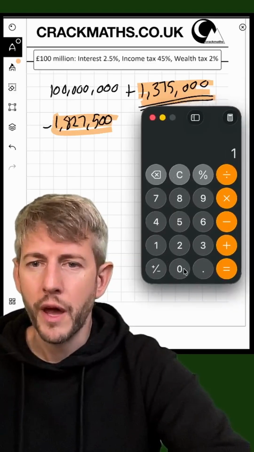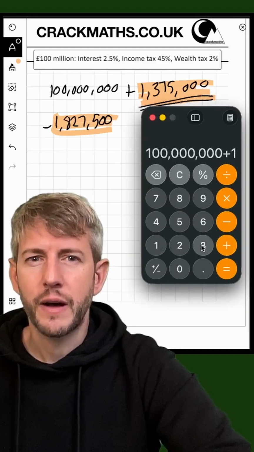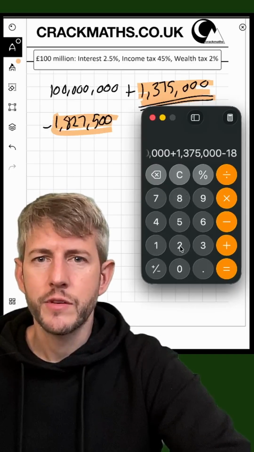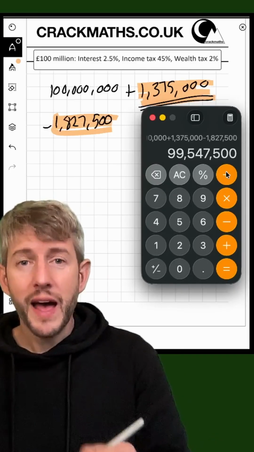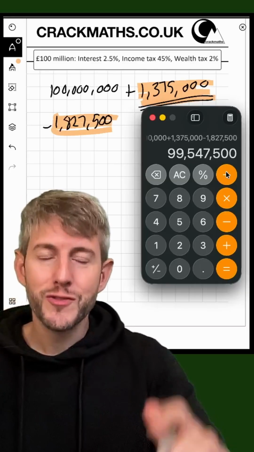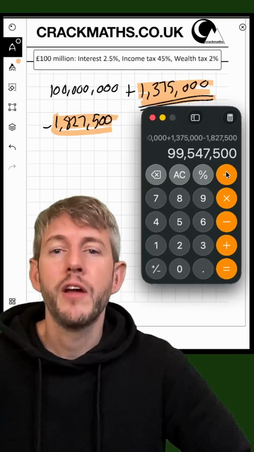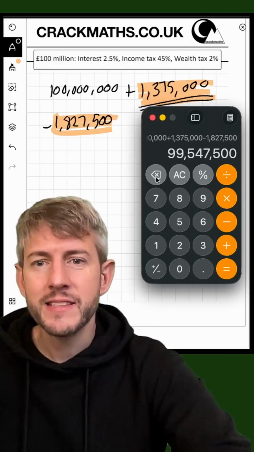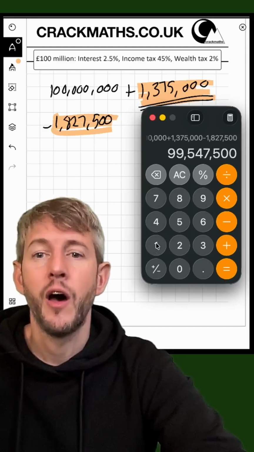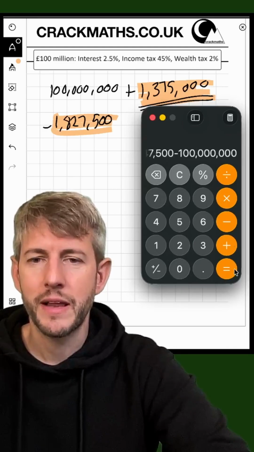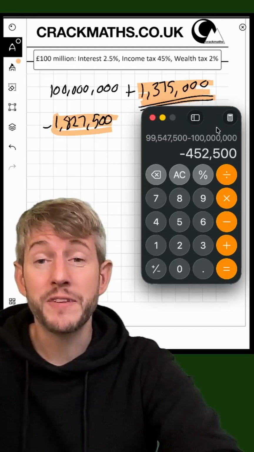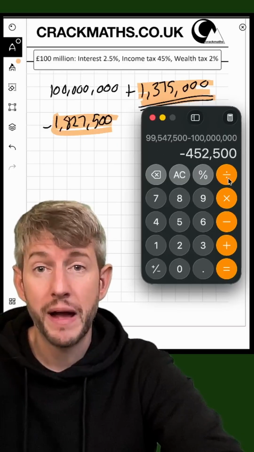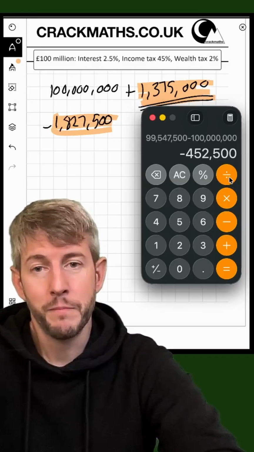So let's work this out on the calculator and find out how much they're left with. Here we go, we've got 100 million, add the 137,000, and then take away the 1,827,500. So after a wealth tax is applied, this person will be left with £99,547,500. So actually, let's see what that is as a hit on their million. Let's take away the 100 million from that. So with the wealth tax, that person will have had to take a hit of £452,500 on their £100 million assets.